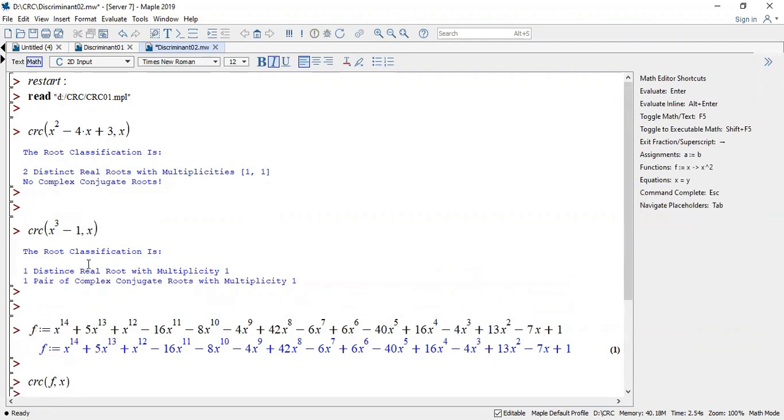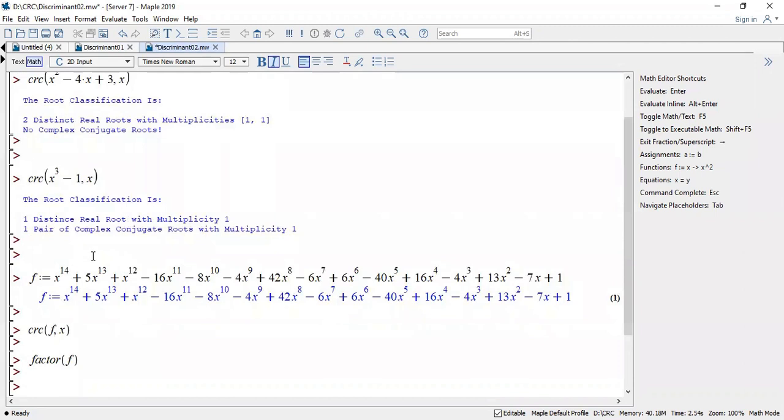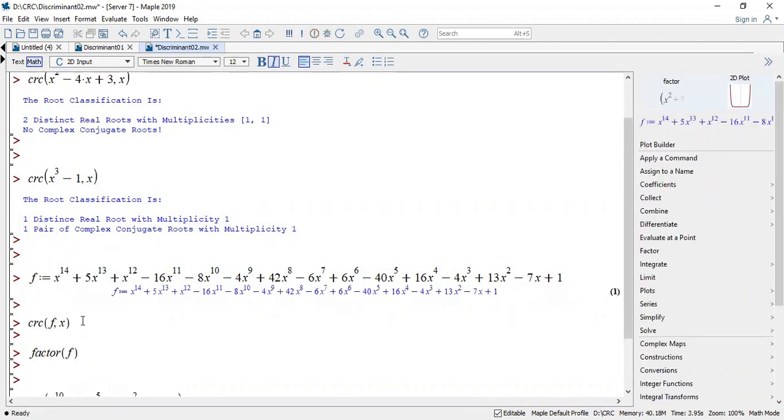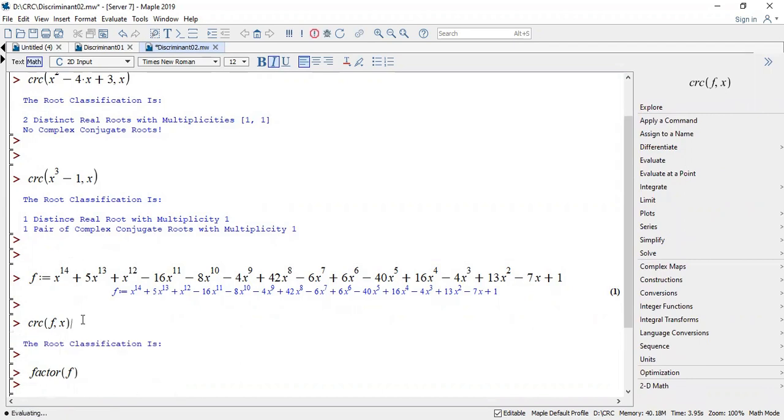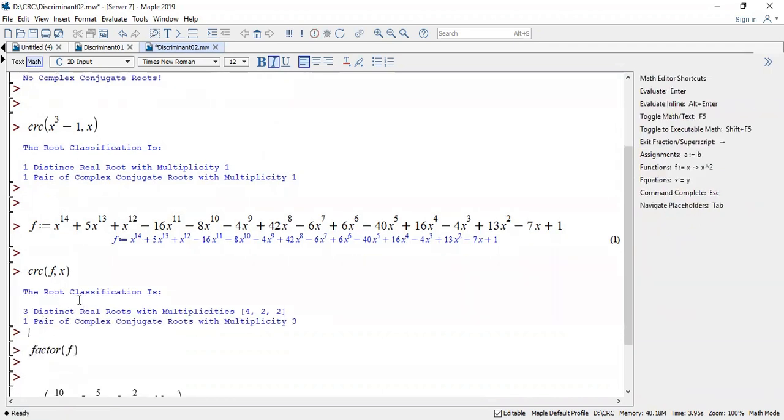Oh, it has one distinct real root with multiplicity 1 and a pair of complex conjugate roots with multiplicity 1. It is true, right? Now, let's look at a big polynomial equation with degree 14. Then we use the program to see what happened. Oh, we get three distinct real roots with multiplicities 4, 2, 2, and one pair of complex conjugate roots with multiplicity 3.